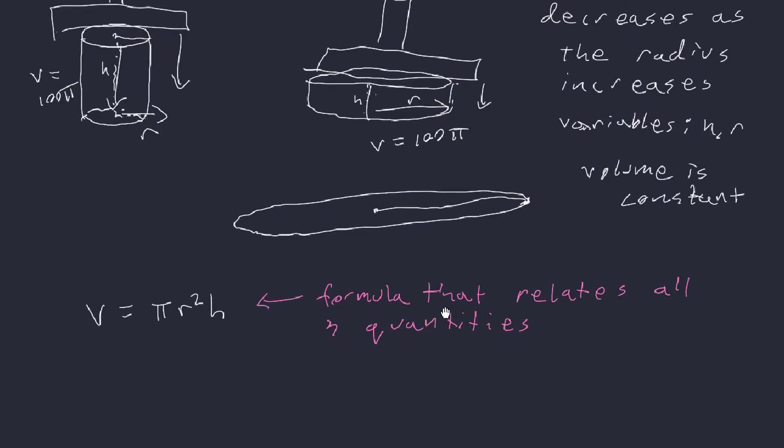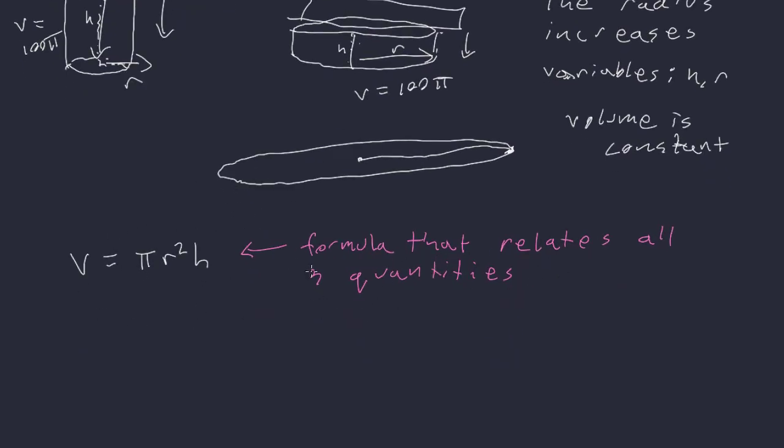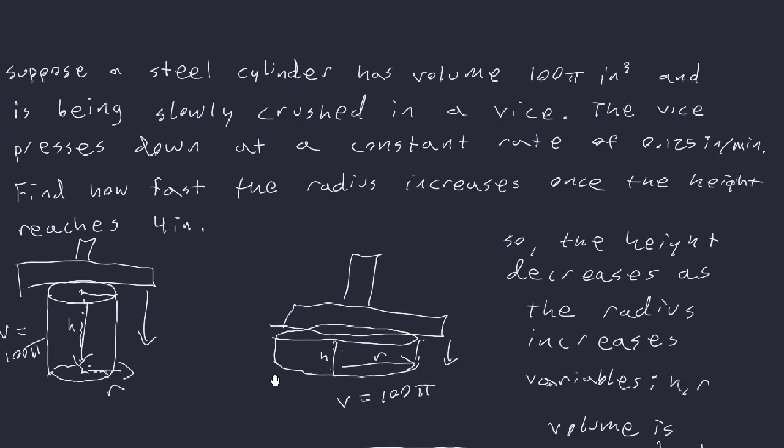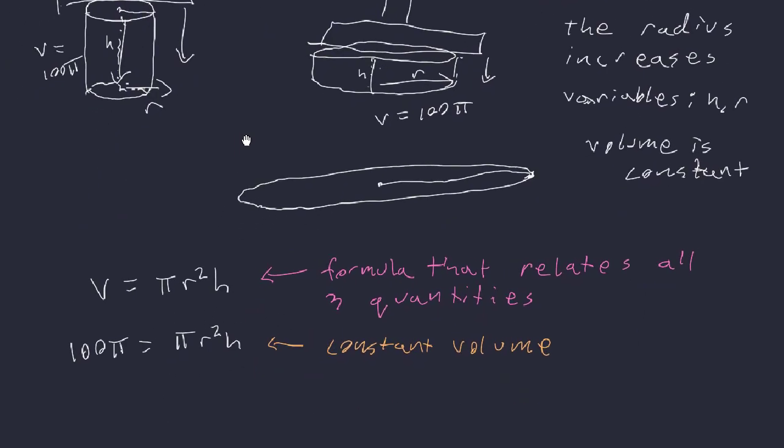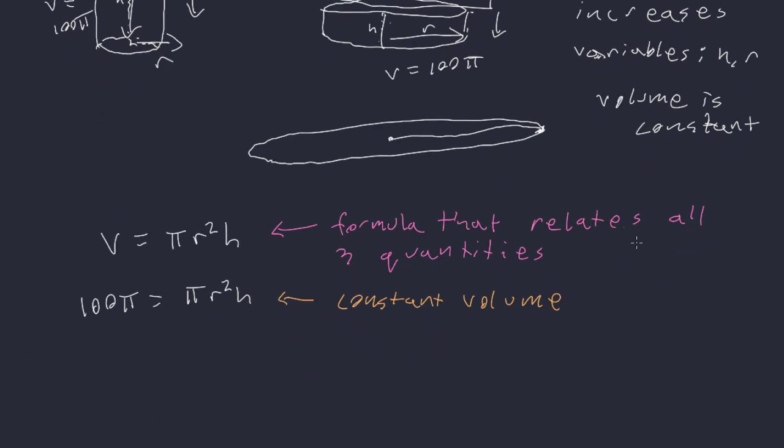Now I can put in the 100 pi, because we have a constant volume for this problem. So our constant volume means we can go ahead and plug it in. Now, keep in mind, we do not plug in the 4 inches yet. Don't plug that in yet, because the height varies. We plug that in once we've differentiated. Okay, so now we'll differentiate.